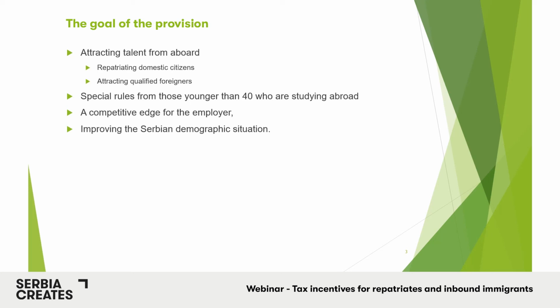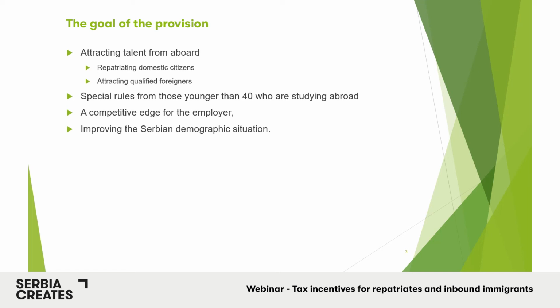So the idea basically is to introduce a tax measure which would assist businesses in getting a competitive edge when attracting talent. This measure also follows the goal of improving the Serbian demographic situation. Special rules are provided for those younger than 40 who are studying abroad.